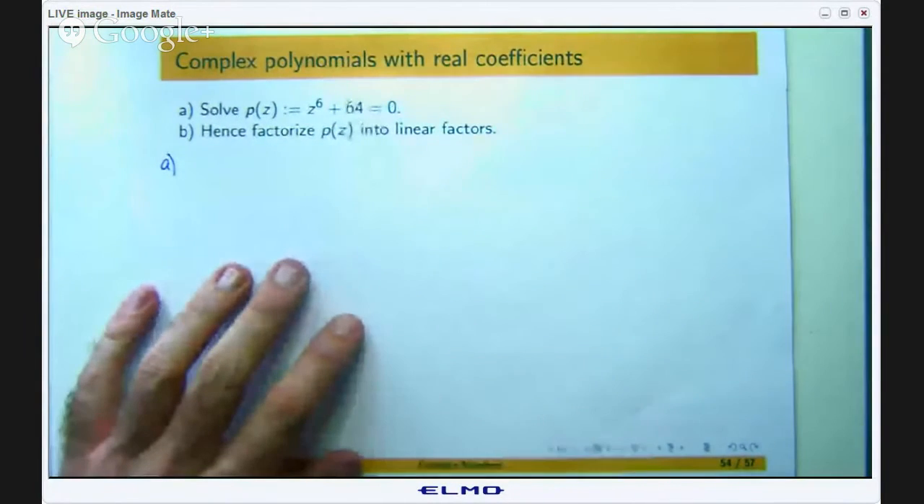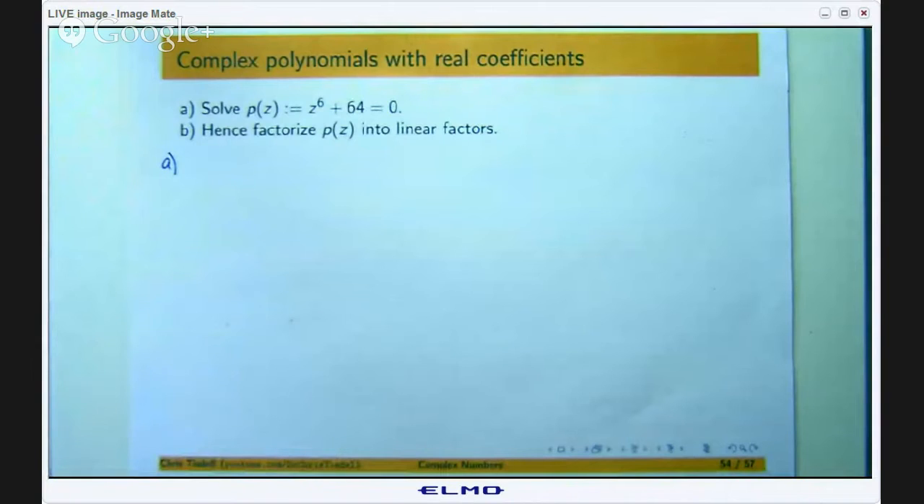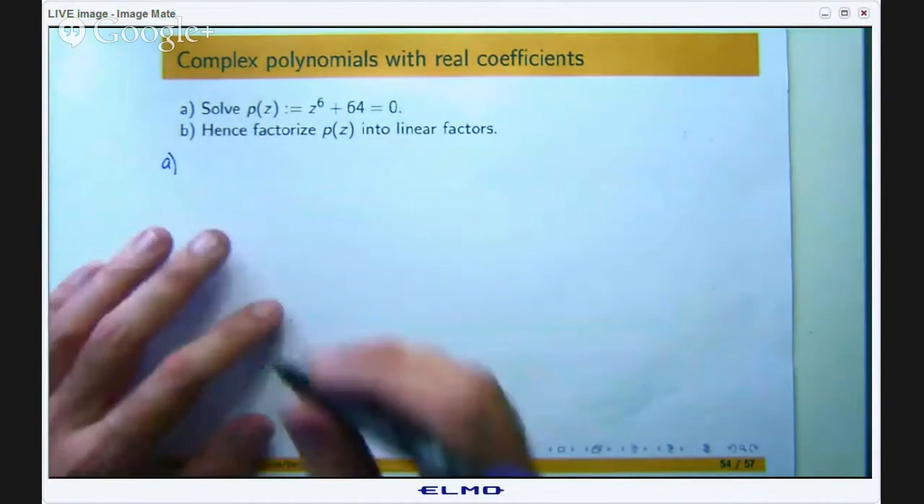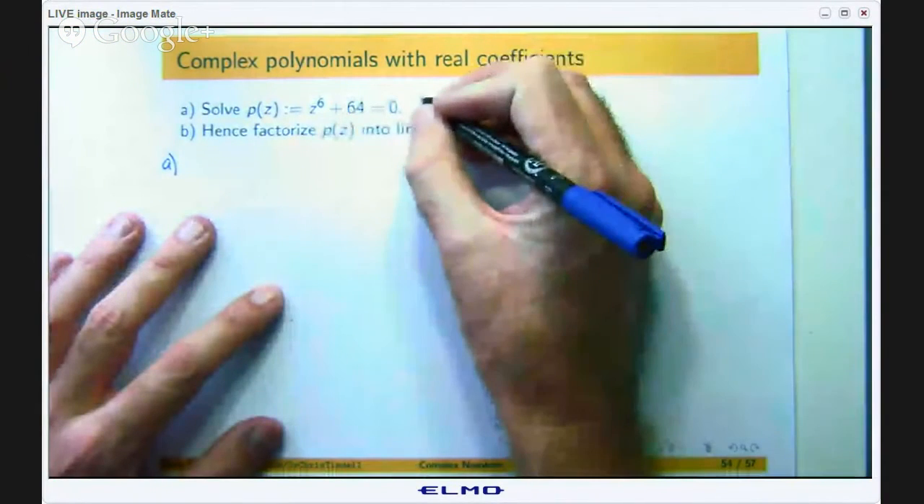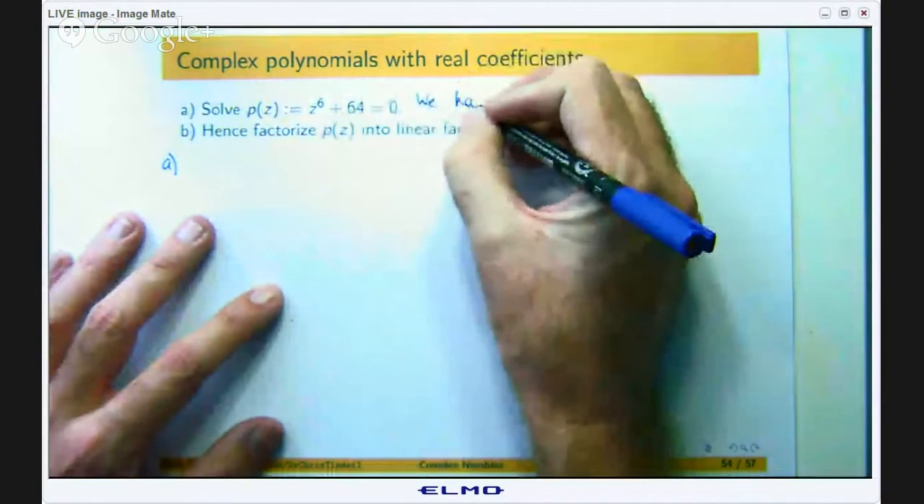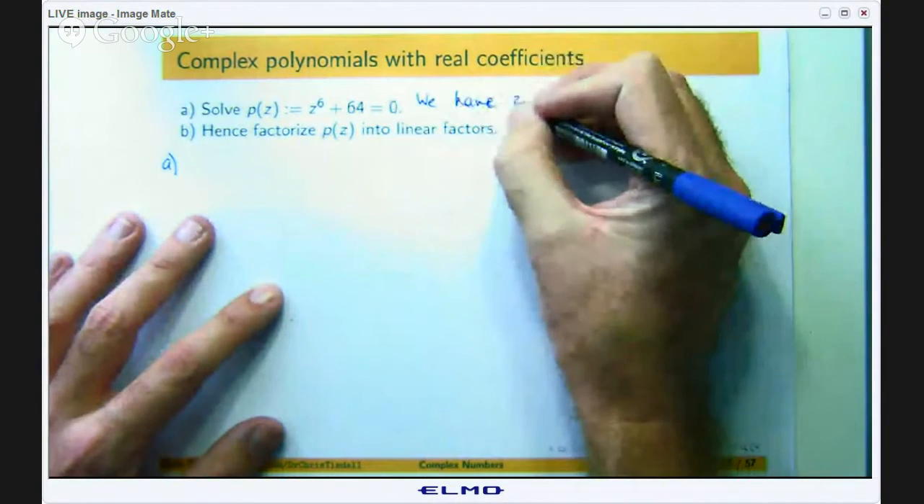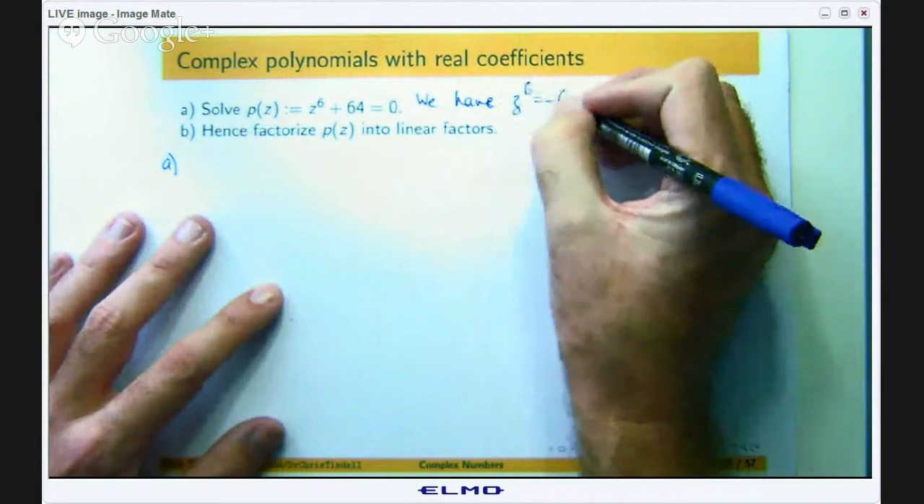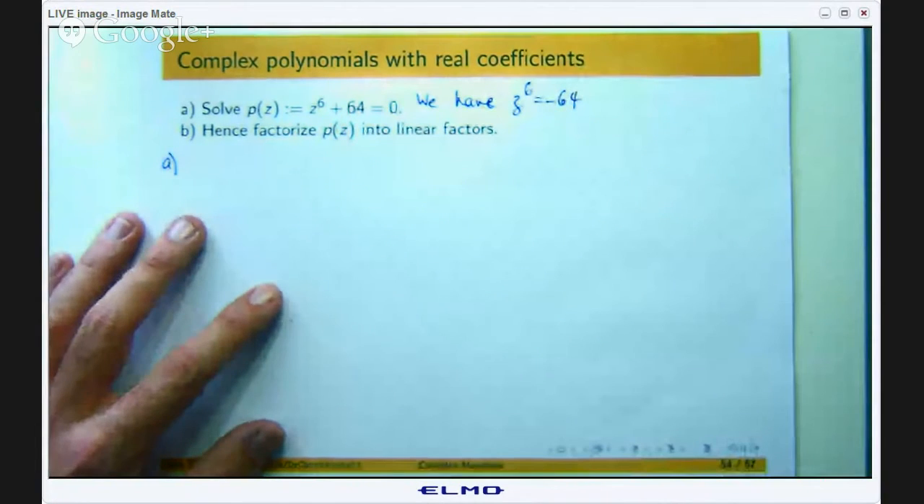Okay, so we have done other questions like the first part, so let's just refresh our memory. For this type of problem, we will convert to polar exponential form. Okay, so we have the following. z to the 6 equals negative 64.